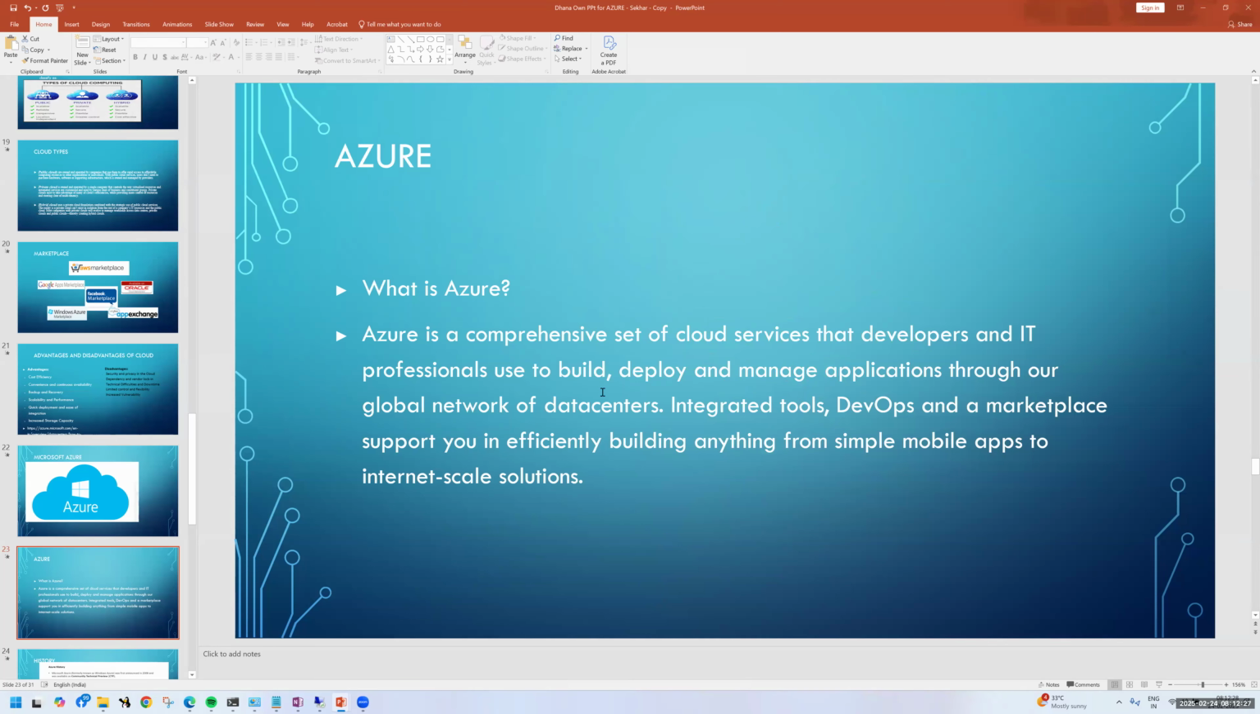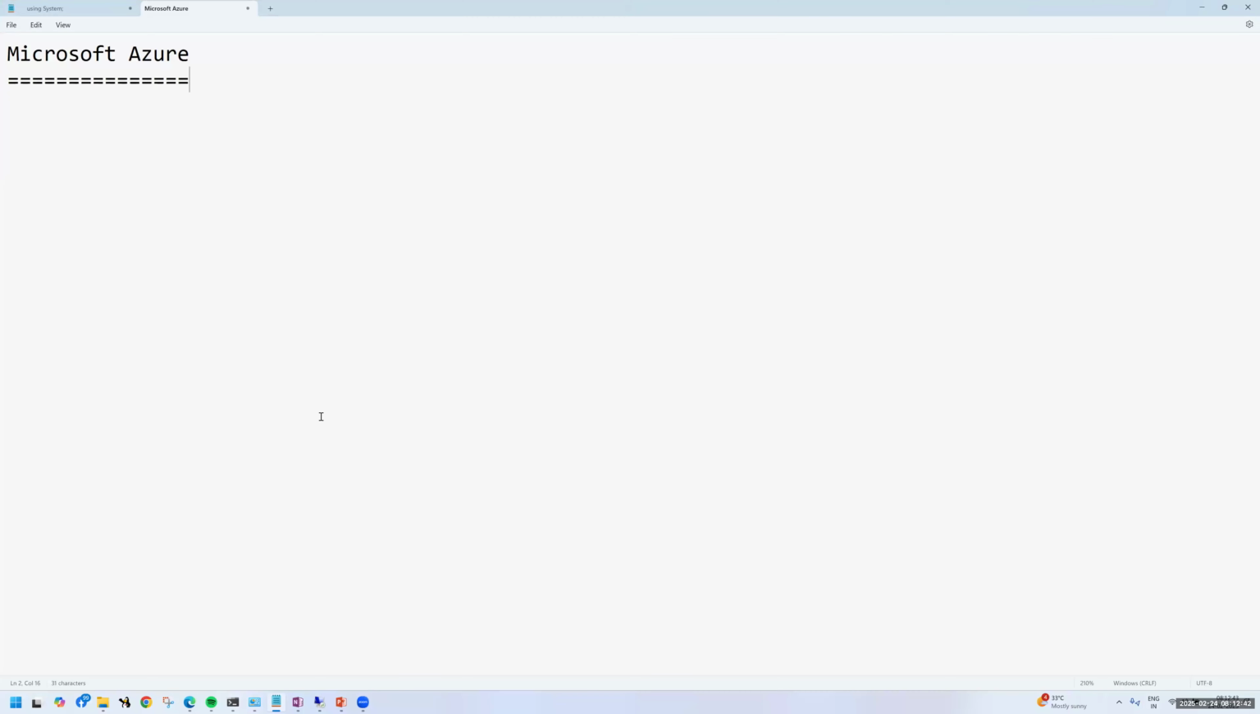So as I said, Azure is a comprehensive set of cloud services where we can build, deploy, manage, and access applications through a global network of data centers. Azure provides three types of cloud service deployment models. What are they, guys? One is IaaS.